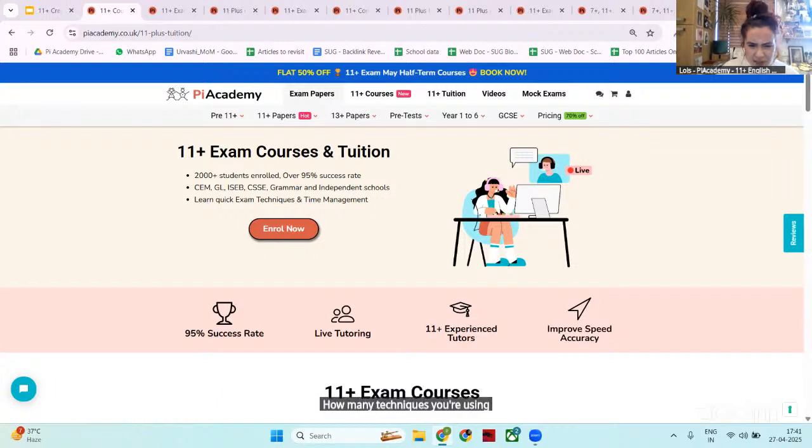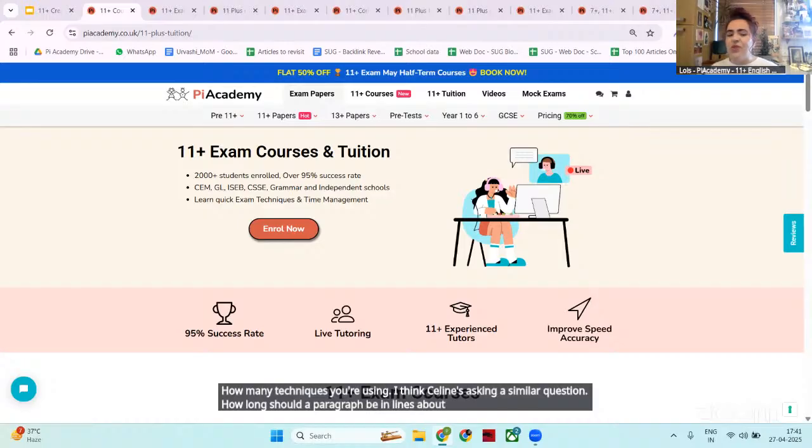I think Celine's asking a similar question. How long should a paragraph be in lines? About 6 or 7 sentences would be what I'd aim for. I hope that answers that question.